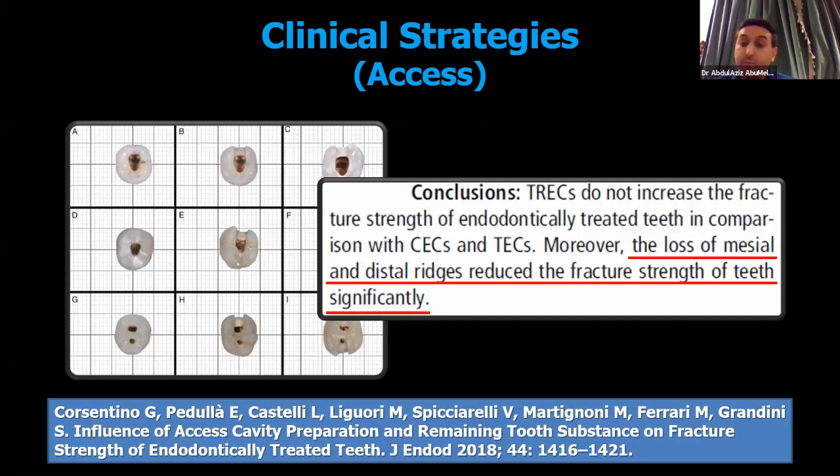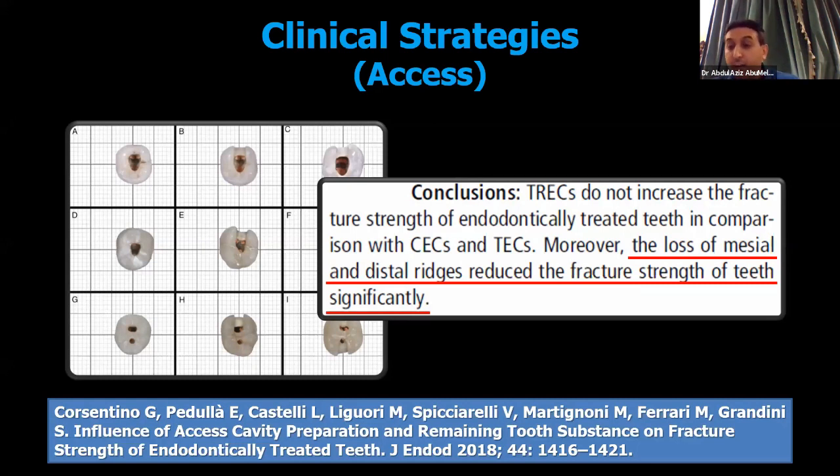It didn't make any difference in the loading. The one who has the high loading is the one who doesn't have any access, but the three of them have the same loading. There is no significant difference. The big striking difference is if you have a mesial or distal marginal breakdown. So if you have an MO or MOD, that's the weak point that you have.